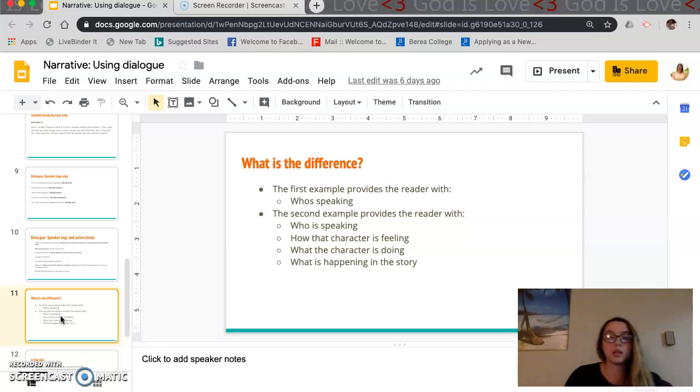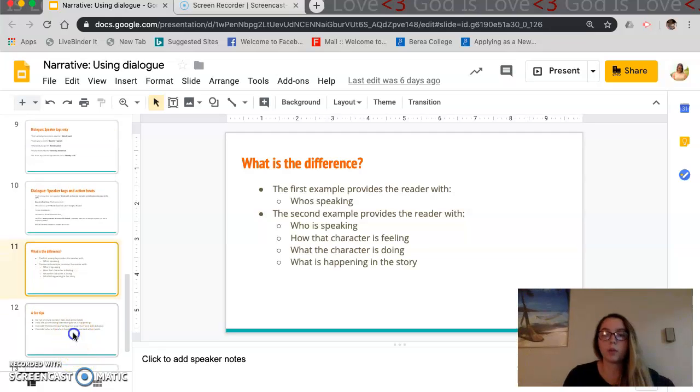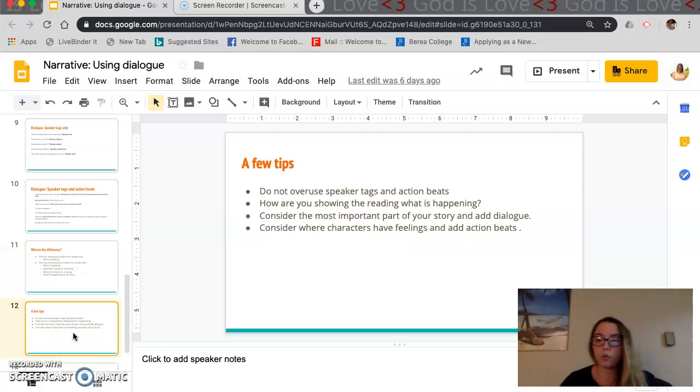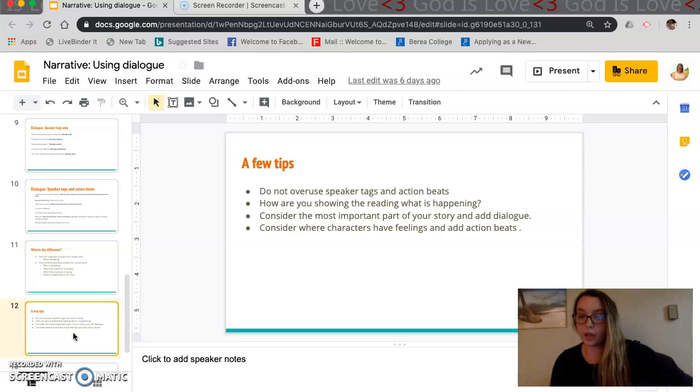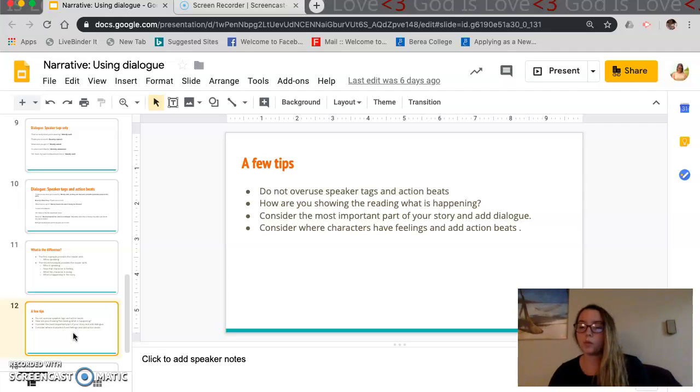So some tips for going about that: I would start with finding the climax of your story. For me, that's always the place that I like to start when I'm looking to add dialogue. And once I've found my climax, I want to find one place around the climax where I can add a speaker tag and an action beat, because the climax is the most important part of the story next to the resolution. So I really want to make sure that my reader can visualize that and feel like they're there.